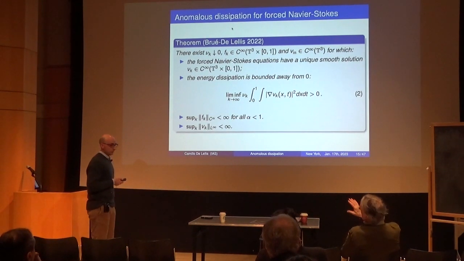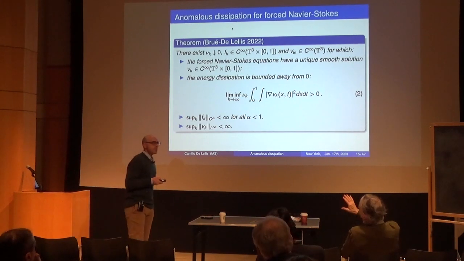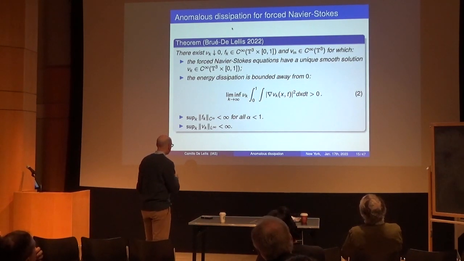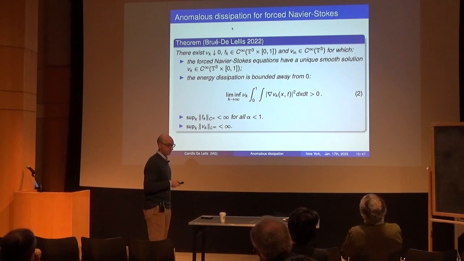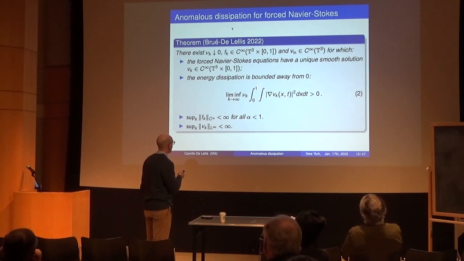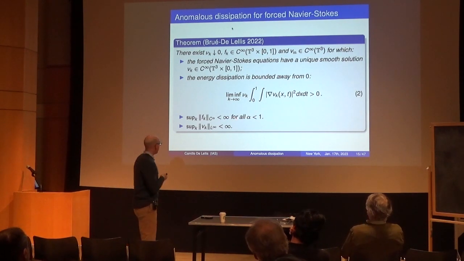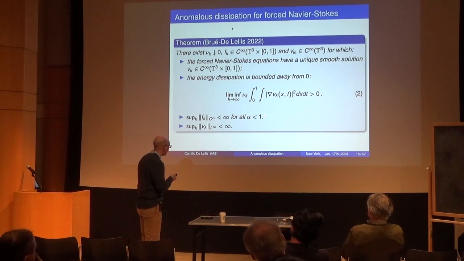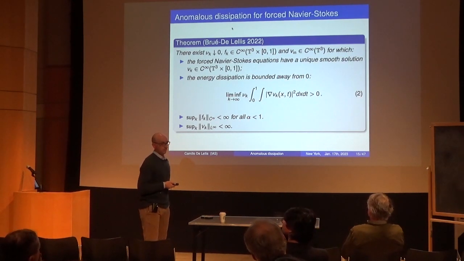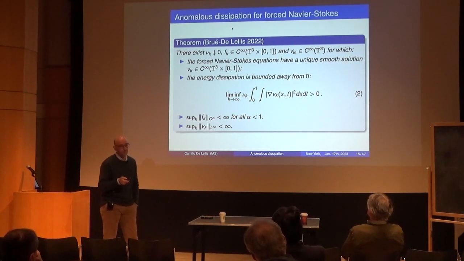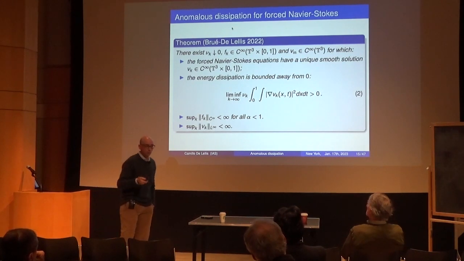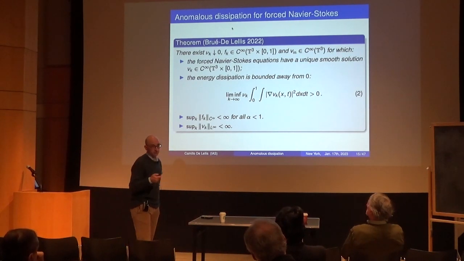Right, that was a little complicated. So, you say it again? If you assume a little bit more than this, so if you assume C1 plus something, this is not going to happen, at least not for a sufficiently small time. You have to wait for a blow up of Euler for that to happen. Exactly, if you stay a little bit below, then it might happen. And that's why we're saying this is an example of anomalous dissipation for the forced Navier-Stokes equations.